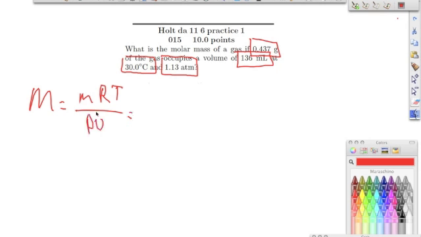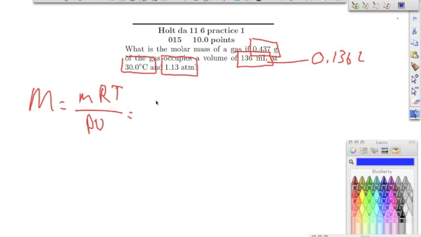Now when we're using this, we have to make sure that our mass is in grams, which it is. R is always going to be 0.0821. Temperature has to be in Kelvin. Pressure has to be in atmospheres, which it is, and volume has to be in liters. It's in milliliters, so to convert from milliliters to liters, we divide by 1,000, and we get our 0.136 liters.